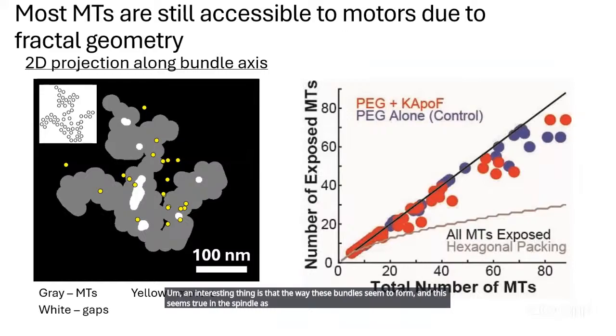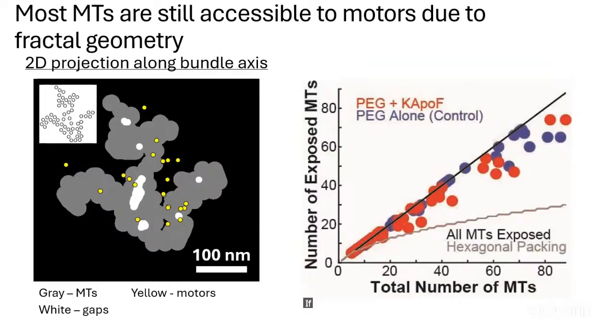An interesting thing is that the way these bundles seem to form, and this seems true in the spindle as well, isn't a nice surface tension defined circular object. They form these bizarre fractal geometries where there are these canyons and valleys that allow the motors to interact with many more microtubules than they could if this bundle was densely packed in a circular hexagon.